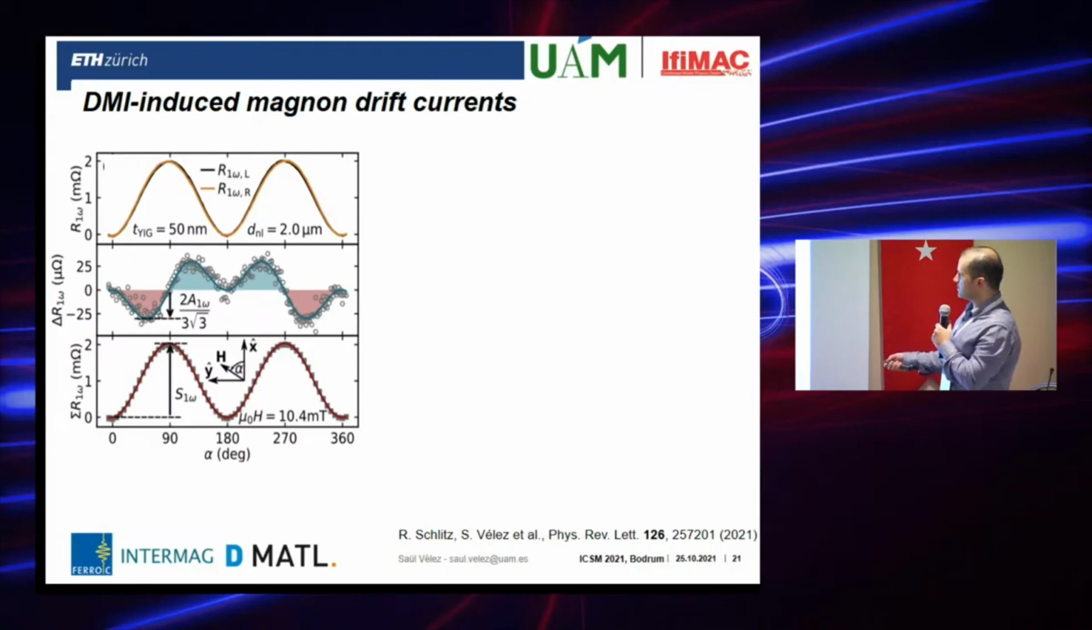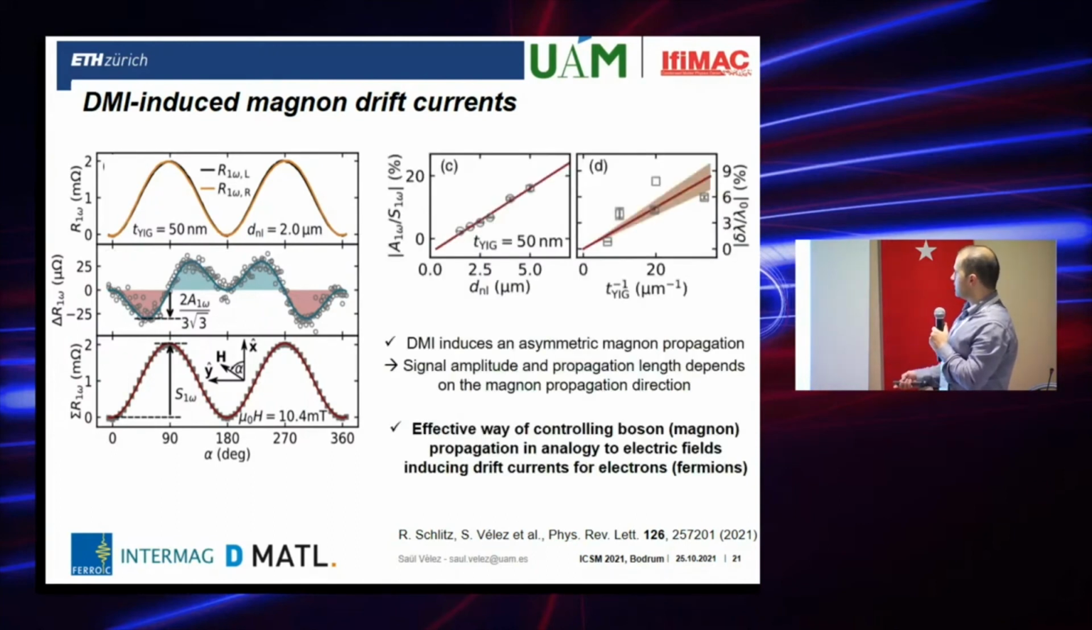We can infer the asymmetric propagation by measuring on the right and left detectors, and this is the contribution that we get, and this is the analytical formula that you would expect to have, shown here as solid lines. And we see that we can change the propagation length, the characteristic length over which the magnons can propagate, by a few percent, depending on the DMI, which we can tune by the thickness of the material. Because it's an interfacial DMI, the effect is larger the thinner the yttrium iron garnet film is.